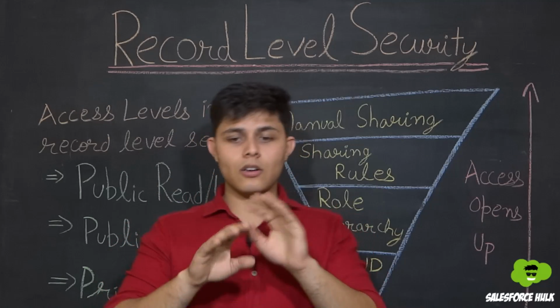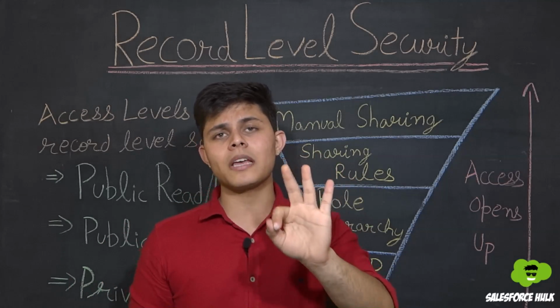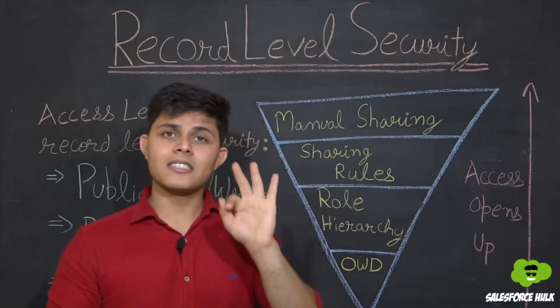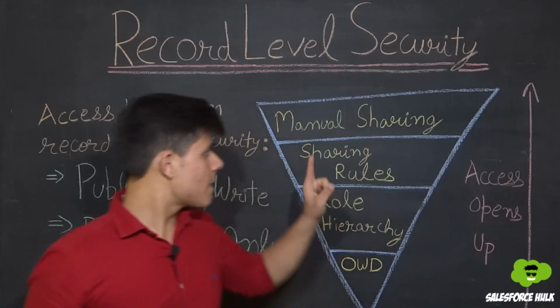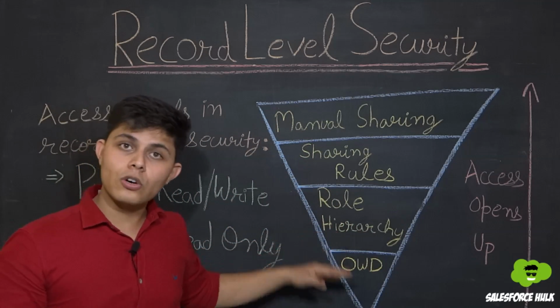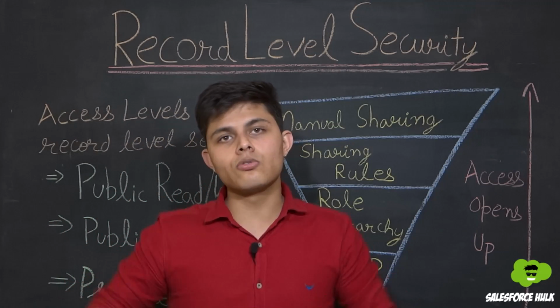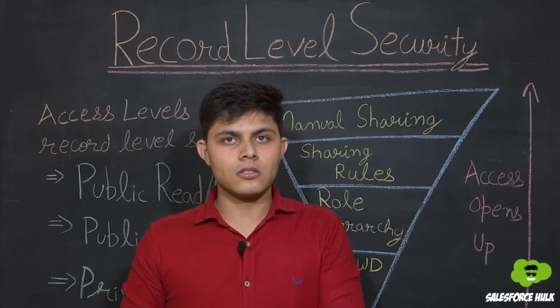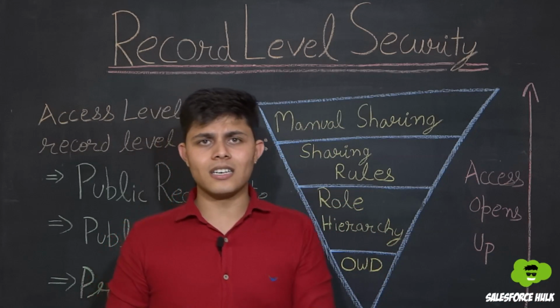So basically all the users will be able to see the records, but only these 3 users will be able to edit the records, because these 3 people have the access to edit those records because of sharing rules or because of role hierarchy. And on OWD we have set it as public read only, so that all the users should be able to see those records. So this is how you implement record level security.